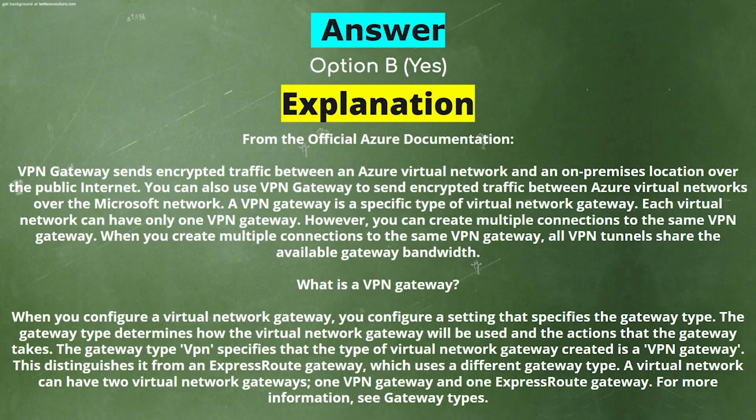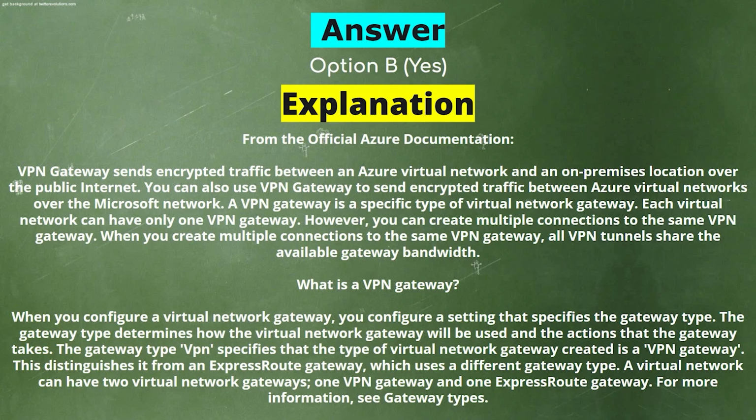A VPN gateway is a specific type of virtual network gateway. Each virtual network can have only one VPN gateway. However, you can create multiple connections to the same VPN gateway. When you create multiple connections to the same VPN gateway, all VPN tunnels share the available gateway bandwidth. What is a VPN gateway?